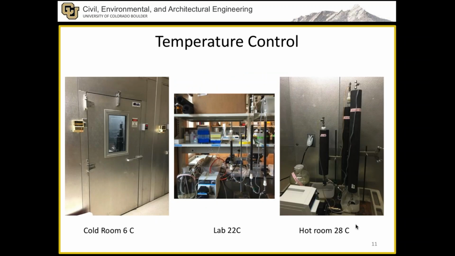In order to control temperature, we had a cold room set for 6 degrees Celsius. The lab temperature was at 22 degrees Celsius, and that cold room could also be converted to a hot room set for 28 degrees Celsius. So this is how we were able to control temperature throughout the experiments.